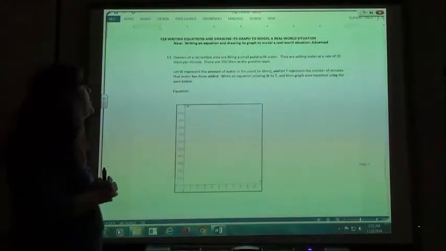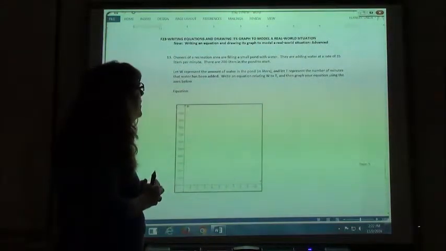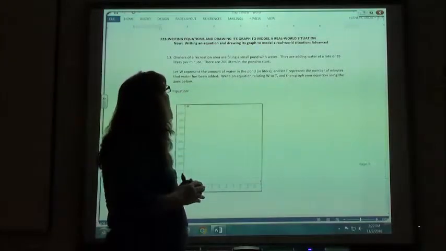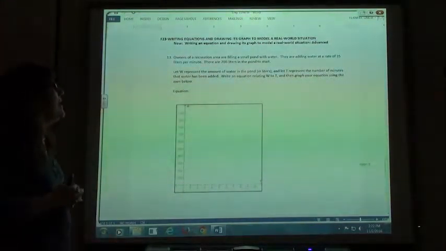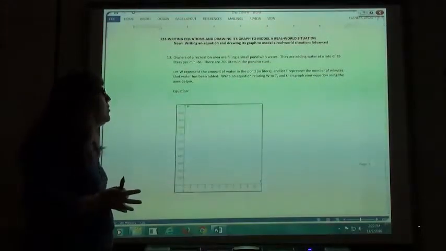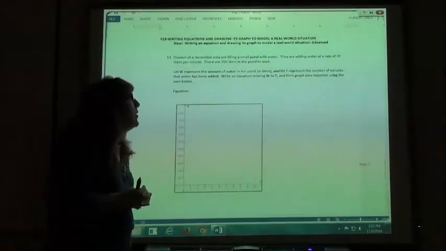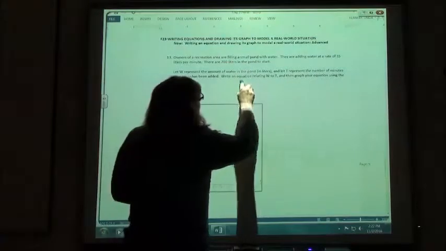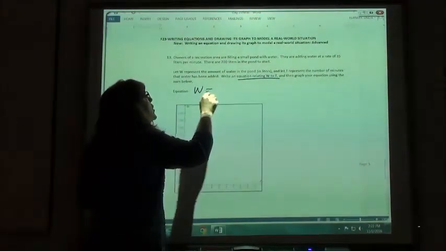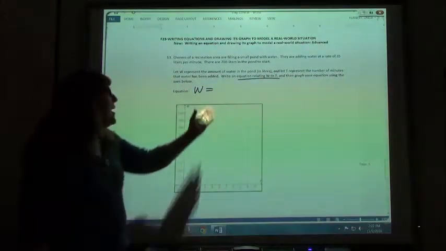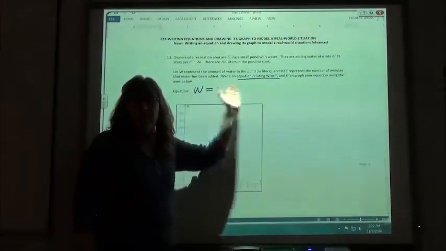Let W represent the amount of water in the pond. T represent the number of minutes that the water has been added. Write an equation relating W to T, then graph your equation using the axes below. So when it tells me to write an equation relating W to T, it means my equation should start W equals, and I'm going to have something with a T in it.